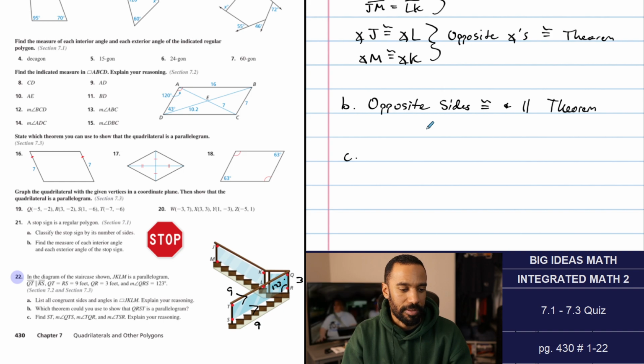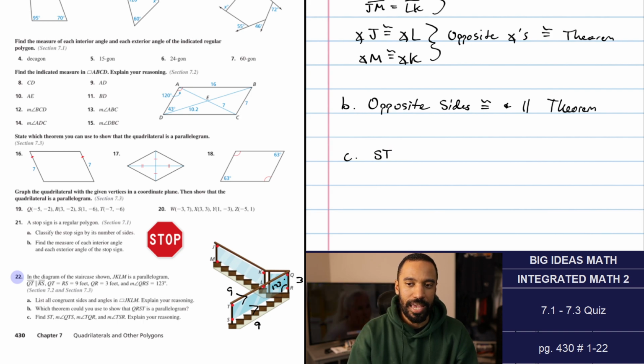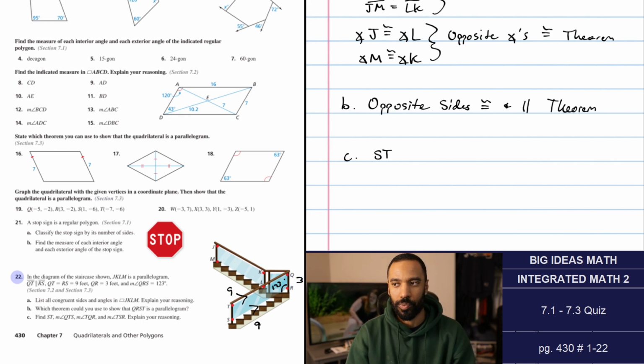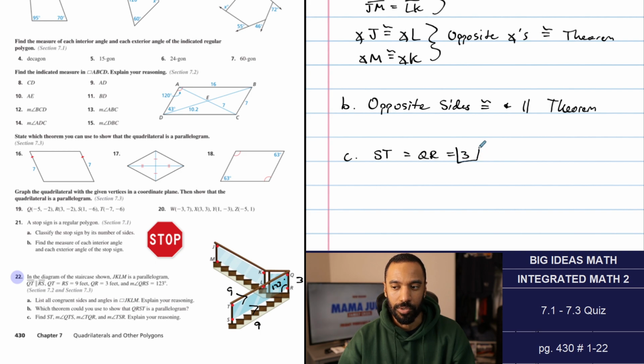So sometimes I do. Find the length of ST, measure of angle QTS, TQR, and TSR. Explain your reasoning. So the length of ST, if you notice, ST is opposite that of QR, and we know that QR is 3. We also know this is a parallelogram. Opposite sides in a parallelogram are congruent. So it's equal to 3. This is, again, opposite sides congruent theorem. I'm going to say them out loud, if that's okay.